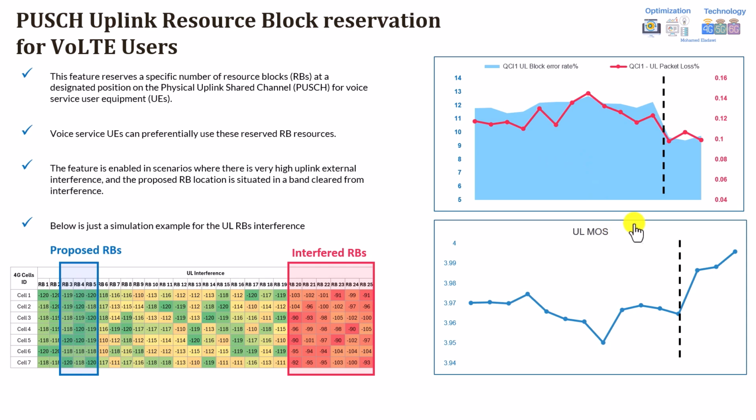As you can see here, there is a clear gain in packet loss and block error rate once some resources were reserved for VoLTE. Also, the voice quality has improved, as you can see here. So this is a very simple feature, and the name of the feature can be different from one vendor to another.